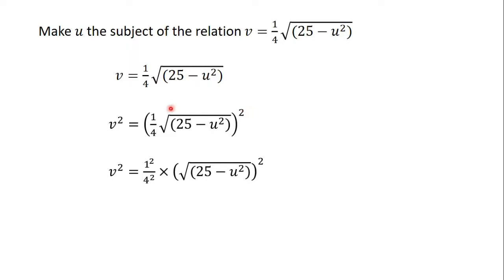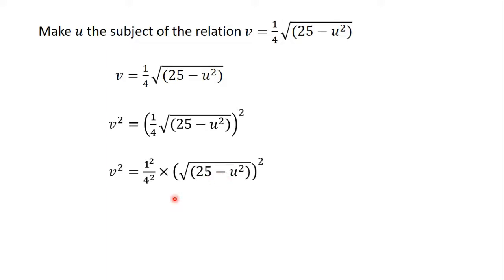This means that we are going to square 1 as we did in the previous video. You square every single variable or number there. So you give the square to 1, so 1 squared. You square 4, so 4 squared, then times, since there's no sign between them here, it means it's multiplication, times what is under the square root sign, or this whole term here. So square root of 25 minus u squared, you square that whole thing too.